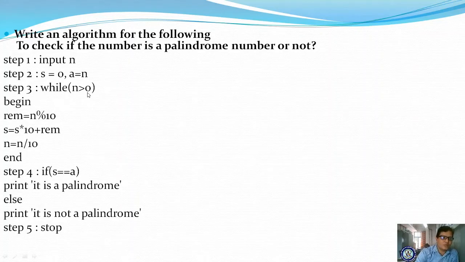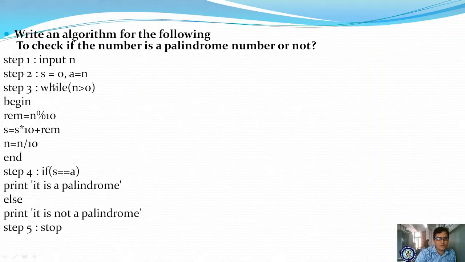Now I'm writing this condition: while n greater than 0. In step 3 I'm writing while n greater than 0. It has to begin. First I'm calculating the remainder. 111 modulo 10. So what is the remainder? 11 tens are 110, and the remainder is 1. Right? s into 10, 0 into 10, 0, plus 1, 1. So in s it will store 1. For the continuation of the loop, we are taking n is equal to n by 10. If you take n by 10, then 111 by 10, the quotient is 11.